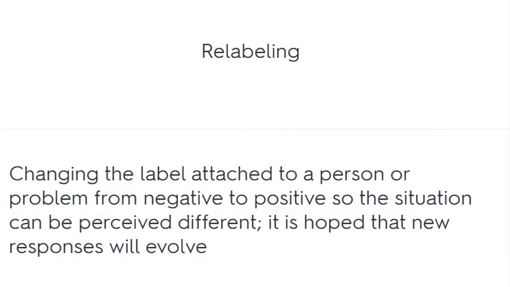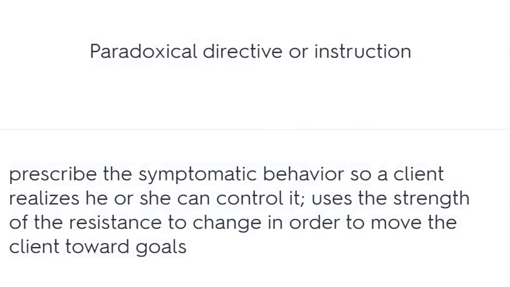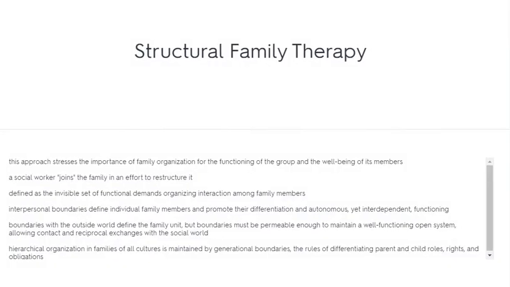Relabeling, changing the label attached to a person or problem from negative to positive so the situation can be perceived differently. It is hoped that new responses will evolve. Paradoxical directive or instruction, prescribe the symptomatic behavior so a client realizes he or she can control it, uses the strength of the resistance to change in order to move the client toward goals. Structural family therapy.